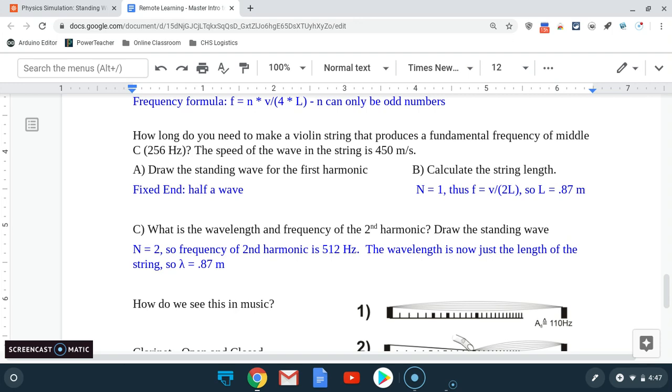The wavelength, if you calculated it, remember we know the relationship between wave speed, wavelength, and frequency: wave speed v equals lambda times f, frequency. But what you'll find is that the wavelength is just the length of the string now. It's actually gotten shorter because it's a higher frequency wave. So lambda is 0.87 meters.